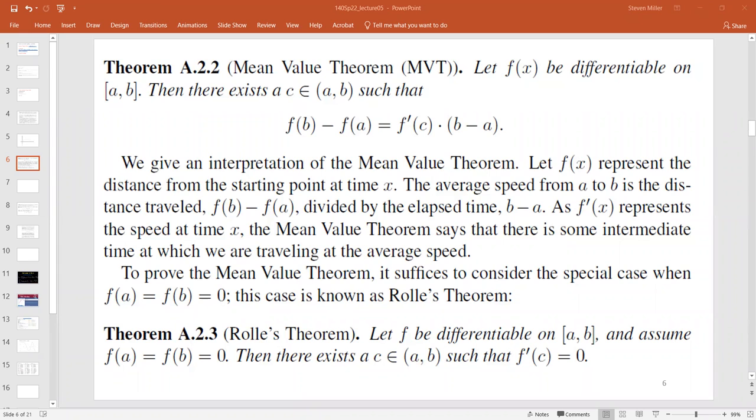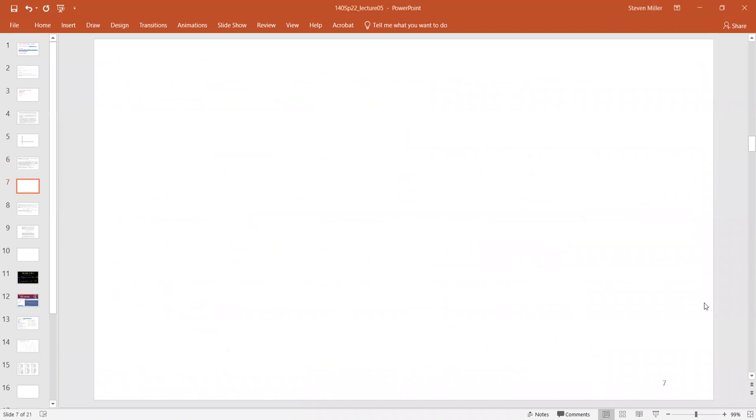There's a couple of pages of proofs here. It turns out you can reduce this to what's called Rolle's theorem, which is the very special case when you start and end at zero. It turns out if you can prove it just in that case, you can prove it in general. If you want a little bit of a challenge, I urge you to try to do that case.